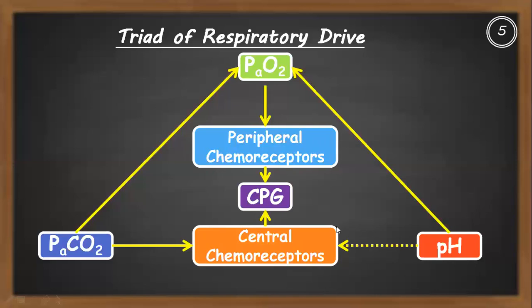However, pH cannot directly act upon the central chemoreceptors in a low amount. However, PaO2, or oxygen level, has no direct or indirect role on the central chemoreceptors. So oxygen can affect only the peripheral chemoreceptors, and carbon dioxide can directly affect the central chemoreceptors, but oxygen cannot affect the central chemoreceptors, and also PaCO2 and pH cannot directly stimulate the peripheral chemoreceptors. So this was about the respiratory drive triad.